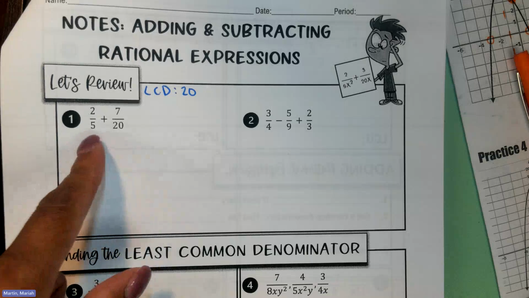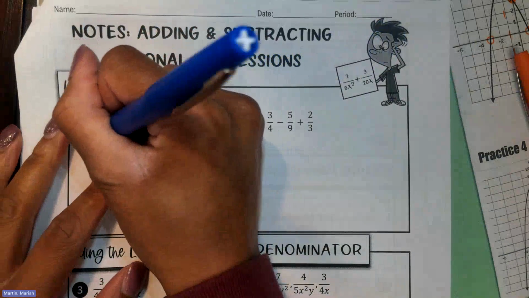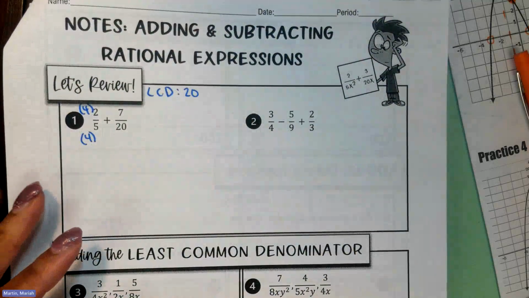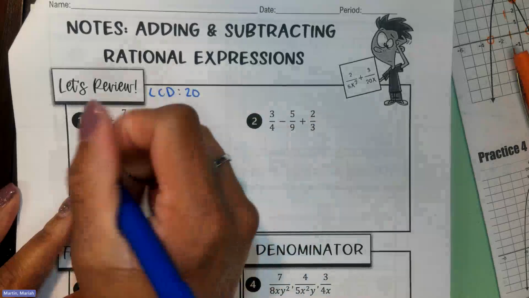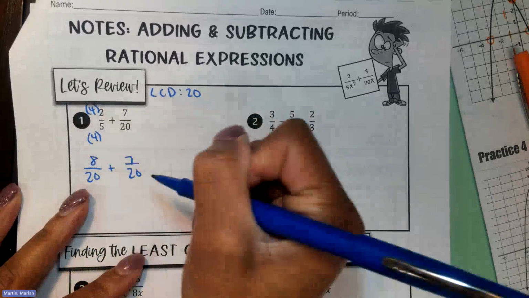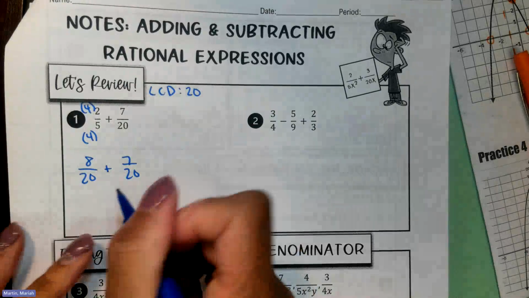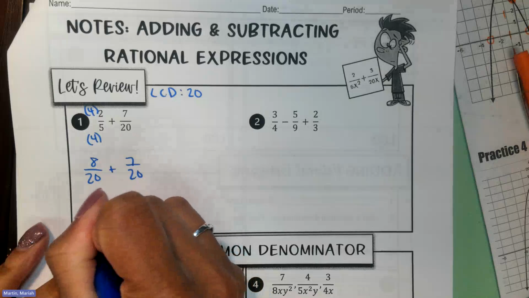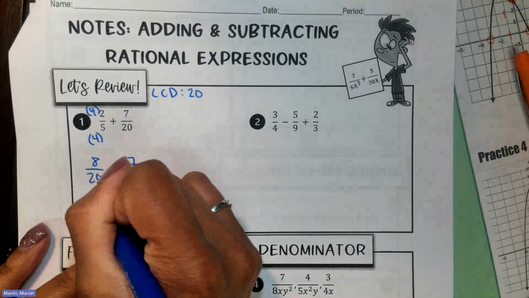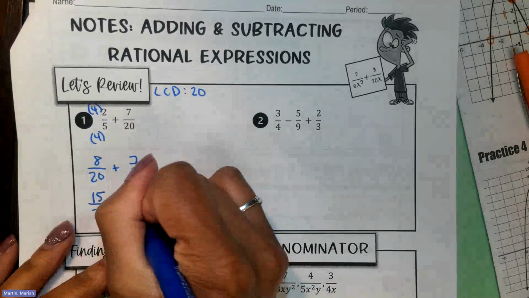Okay, and so that means we need to change this 5 to look like a 20. And in order to do that, we need to multiply the top and the bottom by 4. So 2 times 4 makes this 8. The bottom is now 20, plus 7 over 20. Now they have the same denominator, so we can actually add across. Remember, when we're adding, we're going to keep the same denominator, which is 20. And then 8 plus 7 is 15. And then we reduce our fractions if necessary. 15 divided by 20 is 3/4.